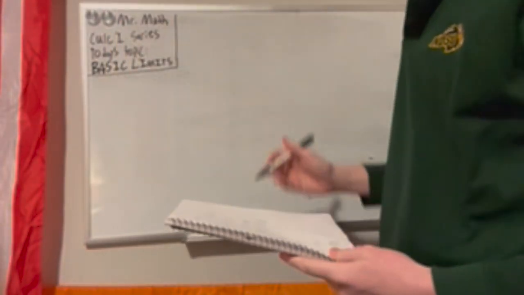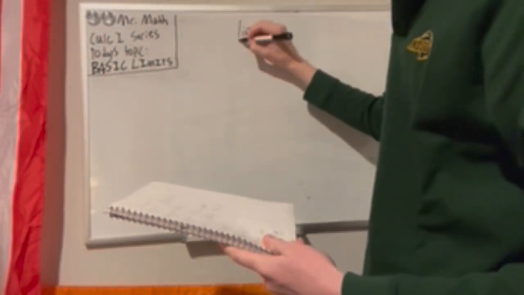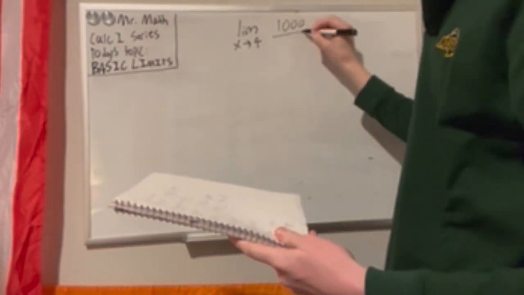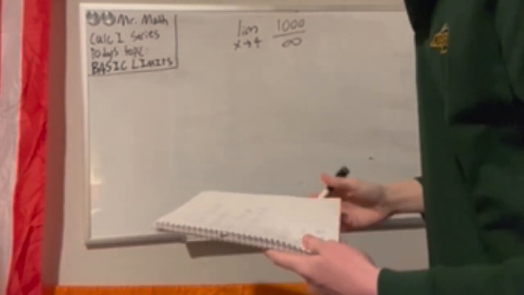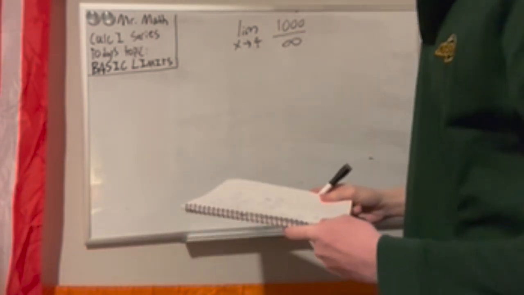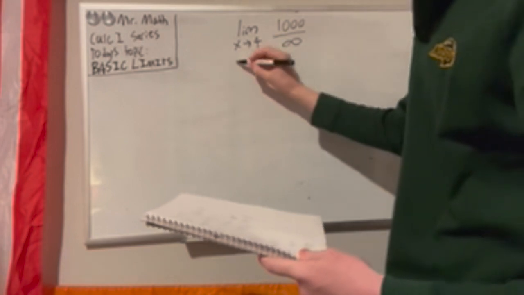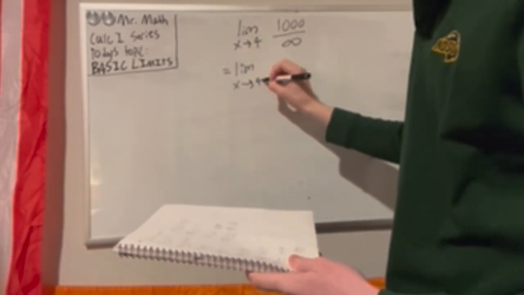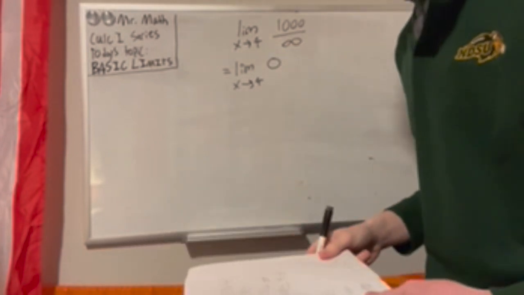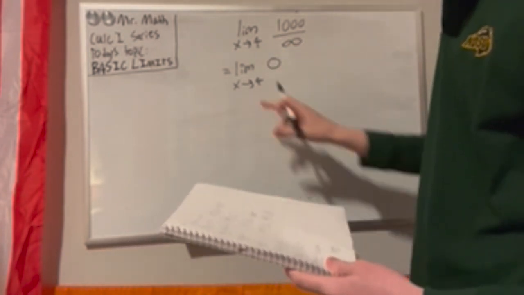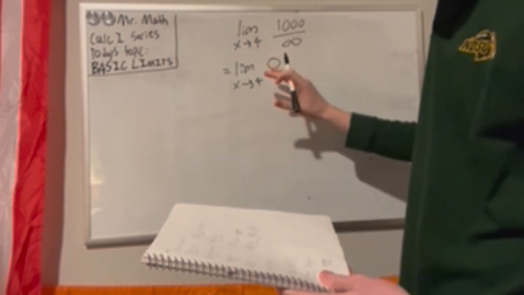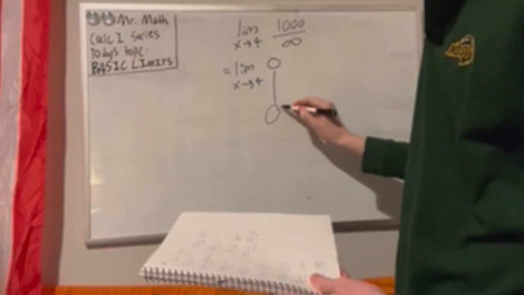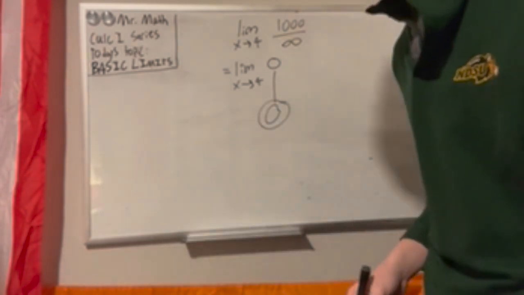Here we have a problem like the earlier one. Limit as x approaches 4 of 1,000 over infinity. Well, we know that anything over infinity is 0. So let's rewrite this problem as the limit as x approaches 4 of 0. As we learned in a previous example, if you cannot plug in the x for the limit, the answer is simply the constant, which is 0. So your answer is 0.